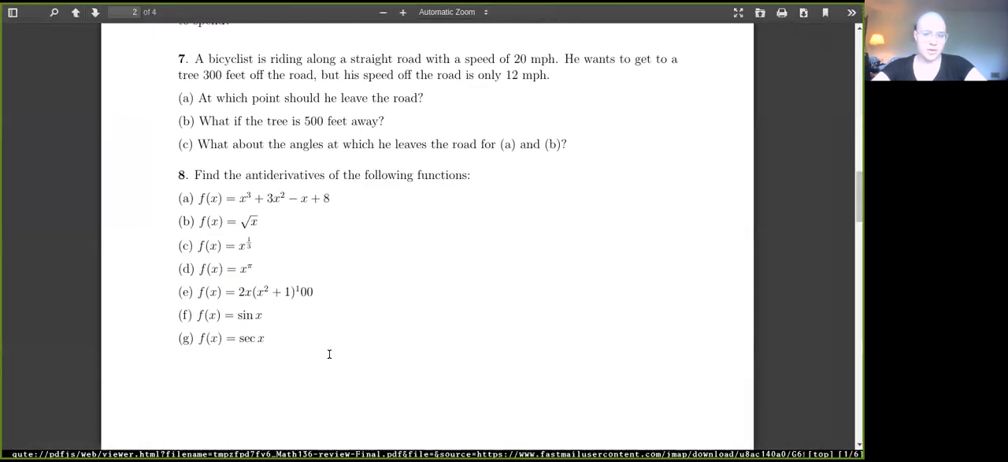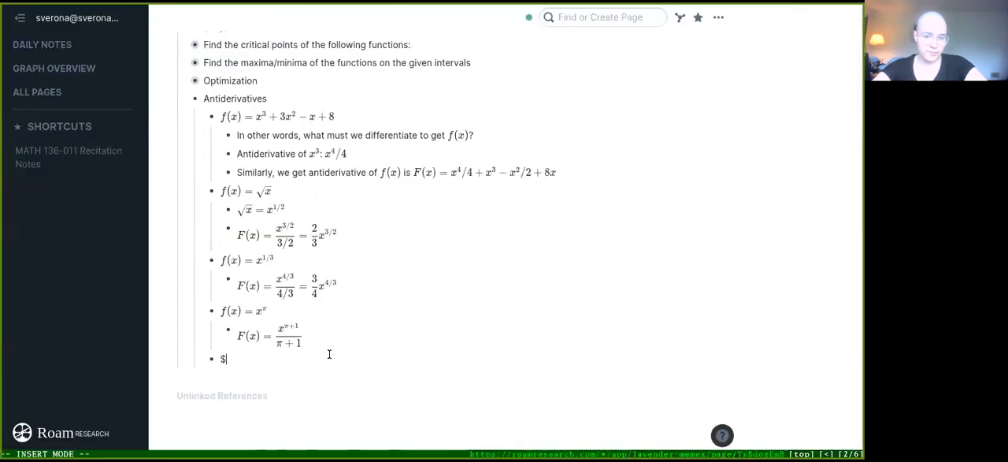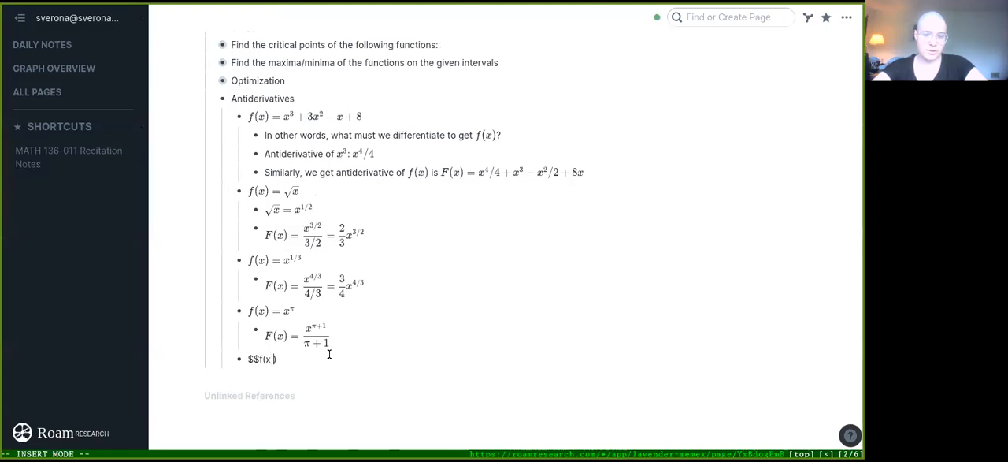And then this next one looks like there's a typo here. So let's see. This is 2x times x squared plus 1 to the 100th. The zeros out front were a typesetting mistake. I know because I've done that before. So, okay.